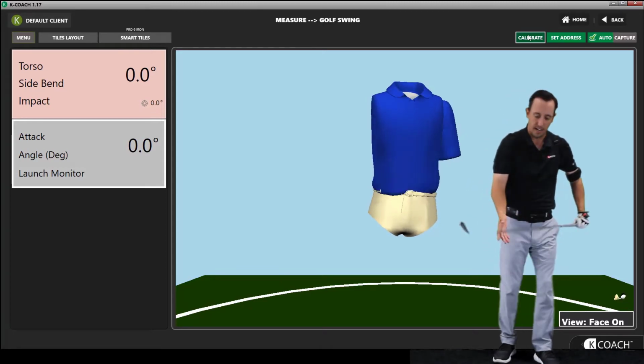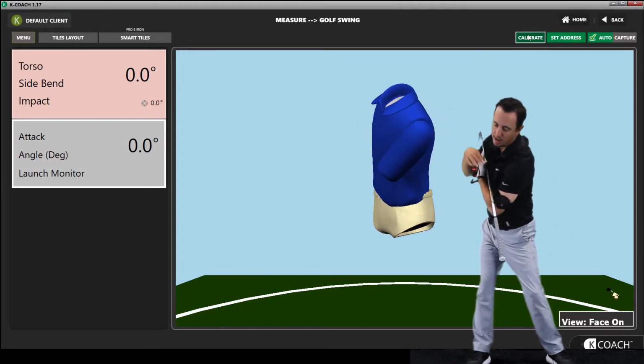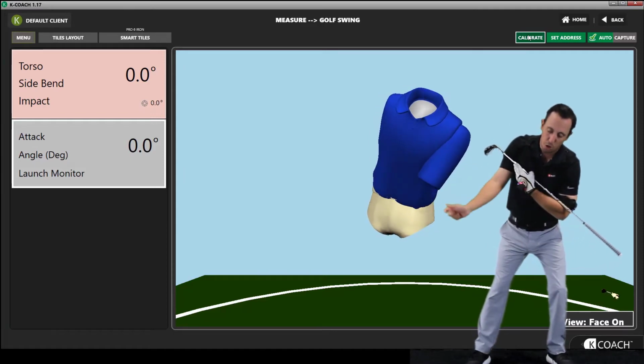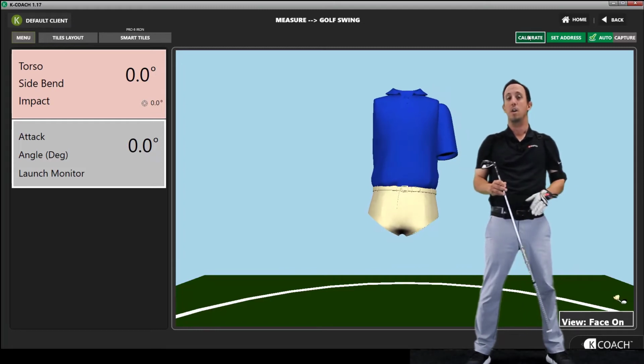What we find is when we have a player that gets up to the top of their swing, and now I've created this left side bend, the longer I maintain that left side bend closer to impact, the steeper my attack angle wants to go.